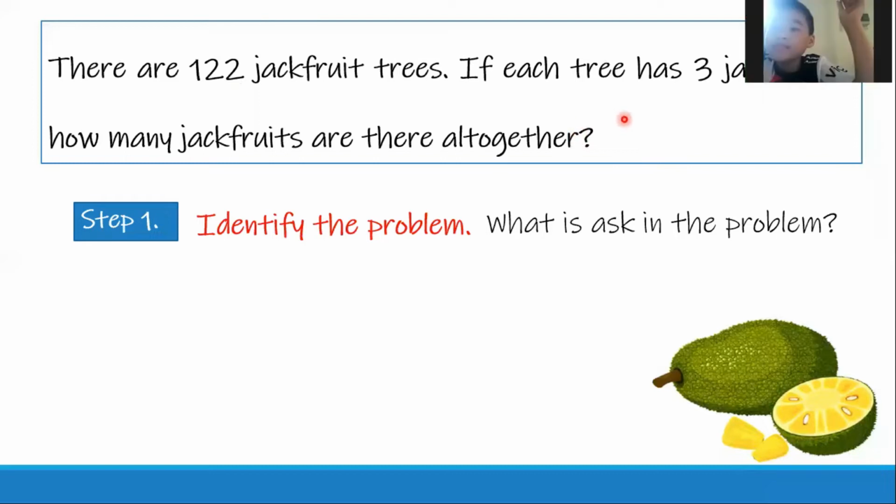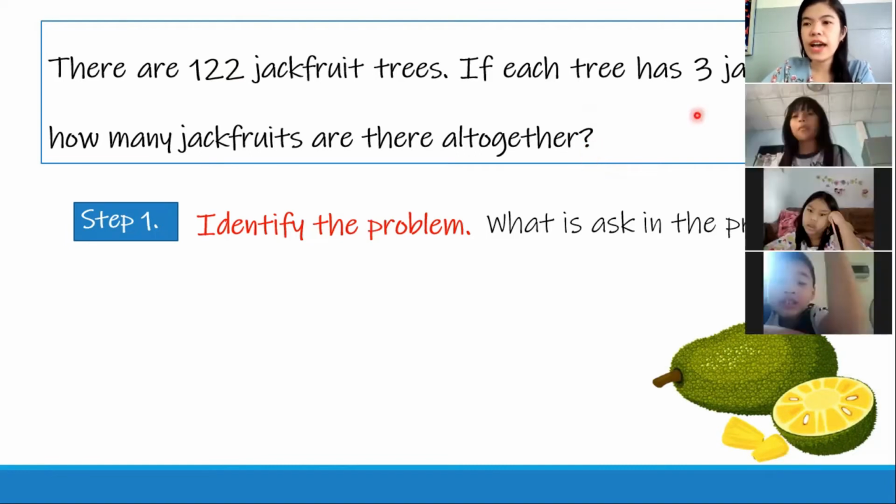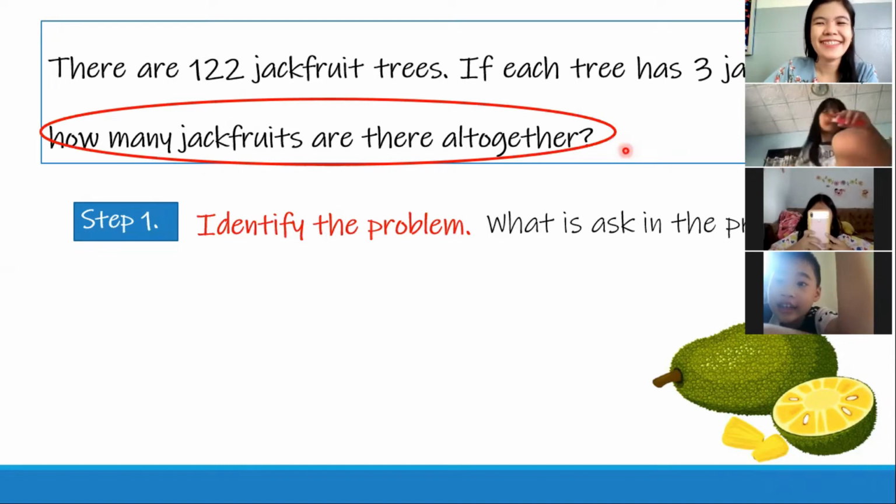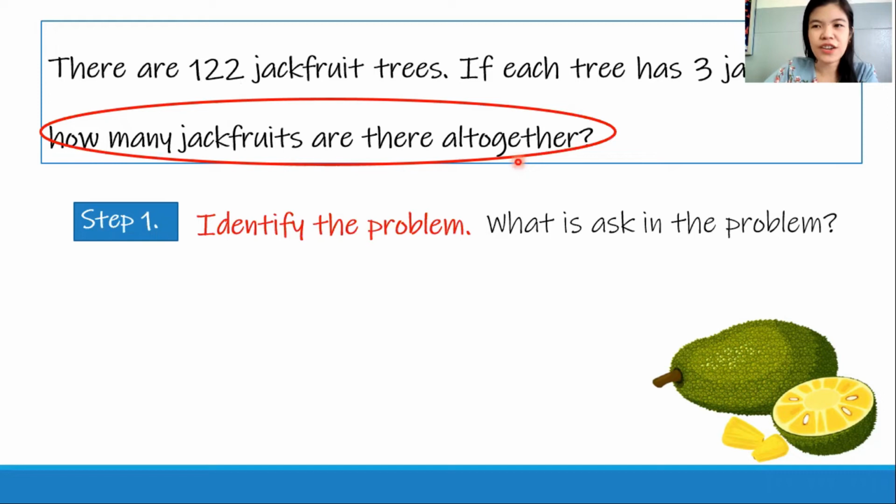Okay. Chance, you give me the question. So we have here the question: how many jackfruits are there all together? Okay, that's right. So our problem is how many jackfruits are there all together.